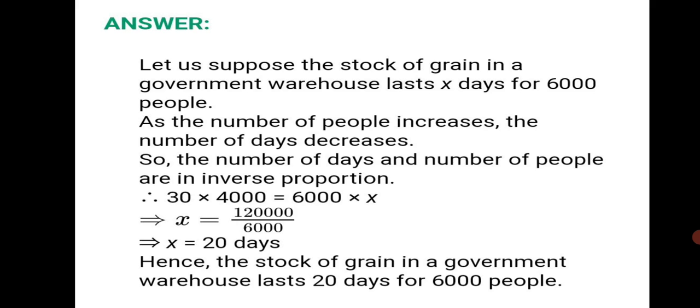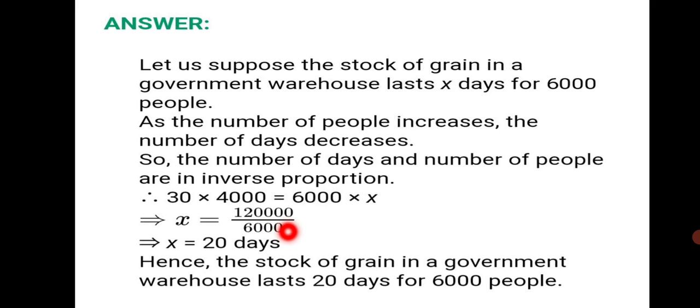So 30 into 4,000 is equal to X into 6,000, or you can write 6,000 into X. So X is equal to now 30 into 4,000. You will have to multiply 4 3s are 12 and the number of zeros. So 1,20,000 divided by this 6,000. Reduce the number of zeros.